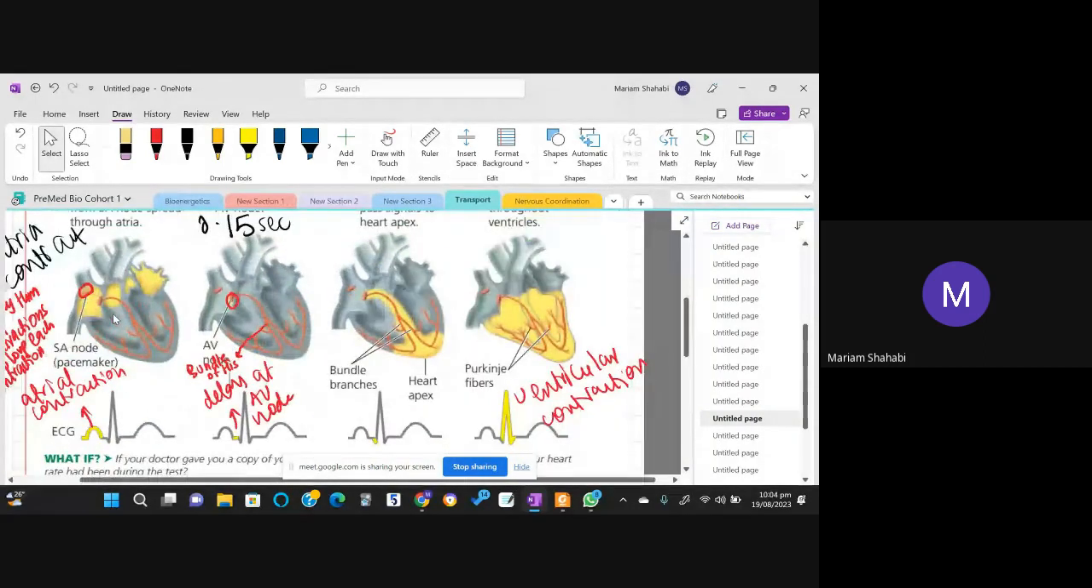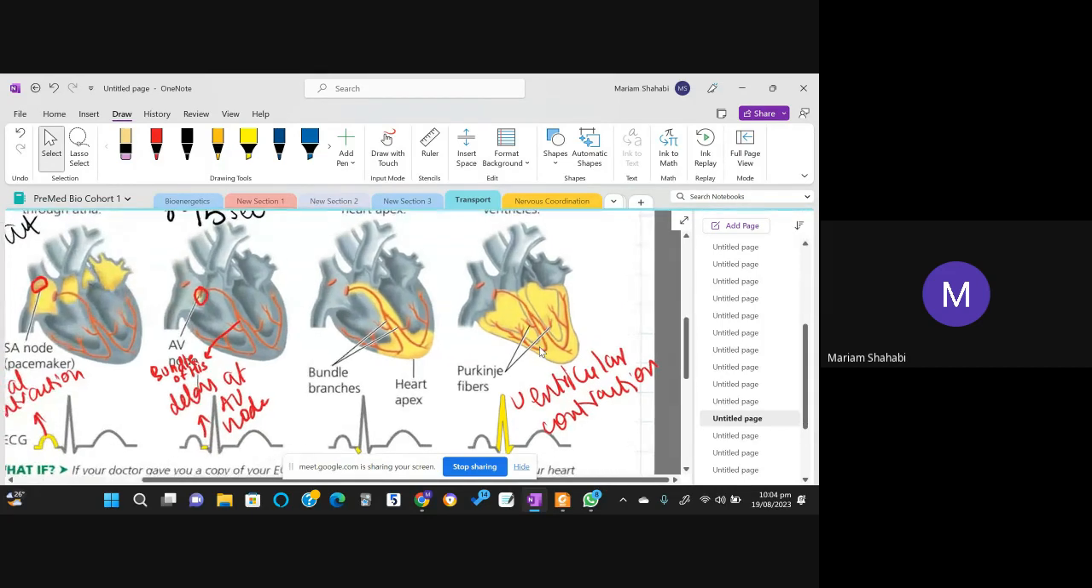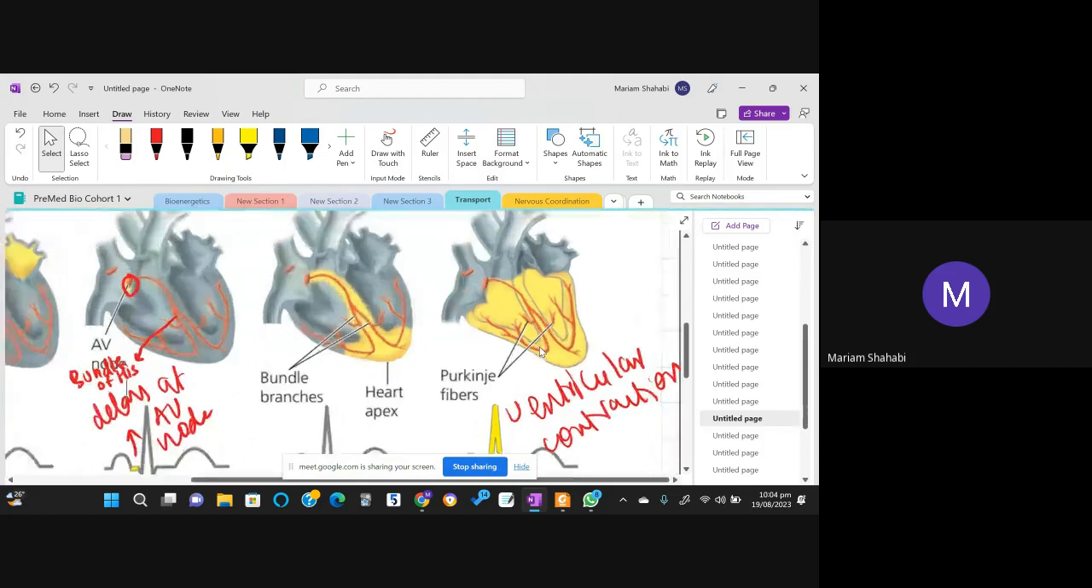So to start again: the signal was generated in the SA node, and the signal went to the AV node. The AV node held it for 0.15 seconds, during which time the atria were contracting. And then the AV node will send the signal along the bundle of His, the bundle branches and the Purkinje fibers, and the ventricles will also contract.